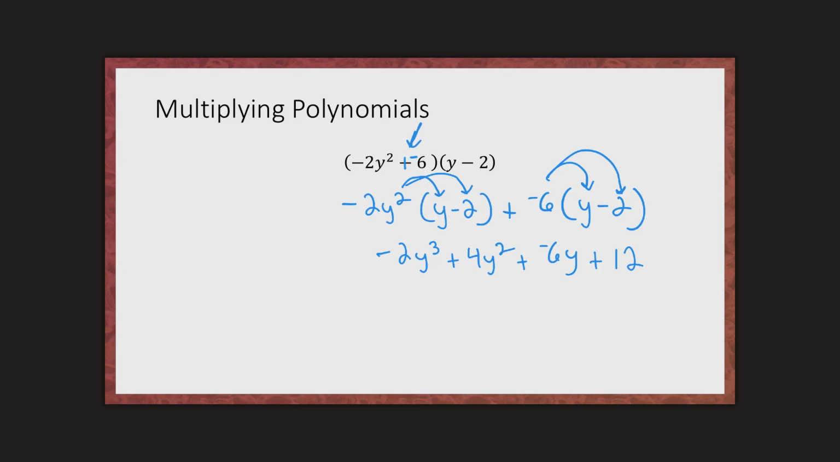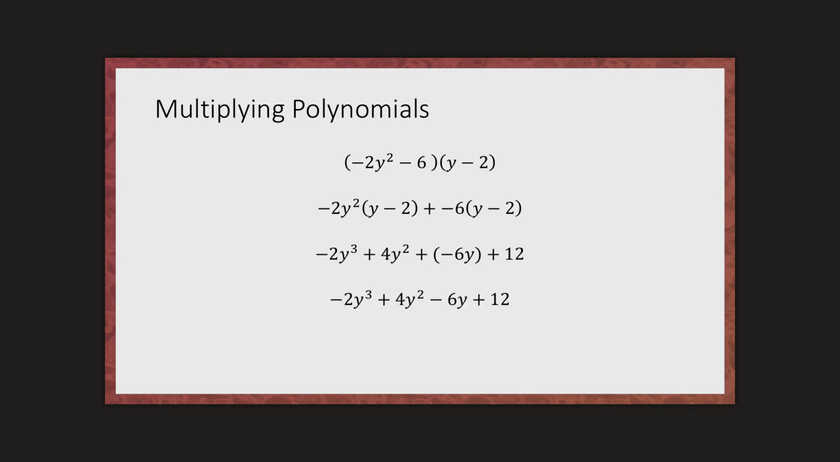Now I'm looking at this problem, and normally at this point we'd have to collect like terms, but in this particular problem we have no like terms. We have negative 2y to the third plus 4y squared plus negative 6y plus 12. No like terms. I could rewrite it and put that minus sign back in front of the 6y, but I could just leave it exactly like that, and that is a totally acceptable answer. It's written in standard form. My highest degree is first, and everything has been multiplied by everything else. So great job, everyone. Let's try another one.